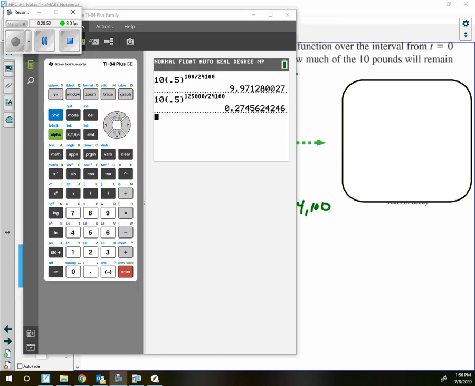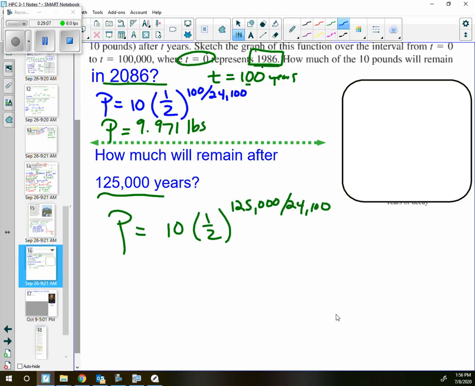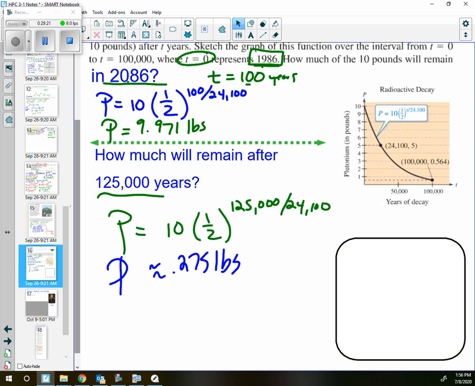After 125,000 years, which is approximately 5 half-lives, since 24,000 is pretty close to 25, and 25 times 5 would be the 125, we get down to just under 0.3 of a pound. About 0.275 pounds, approximately a quarter of a pound. So 125,000 years, that's crazy. That's so long. That's why these nuclear situations are so dangerous, because the half-life just takes forever, 24,100.